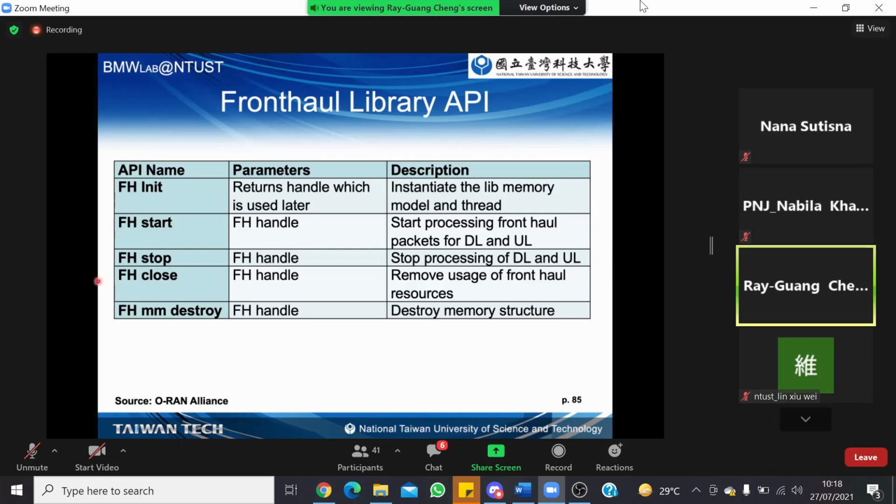These four are handlers for the Fronthaul interface: start, stop, close. And since you need to allocate memory for DPDK, you can use Fronthaul memory to destroy the memory structure. So using this Fronthaul is quite simple. At the beginning, you need to do initialization. Then you can start the Fronthaul, stop the Fronthaul, and remove the usage of the Fronthaul interface using Fronthaul close.